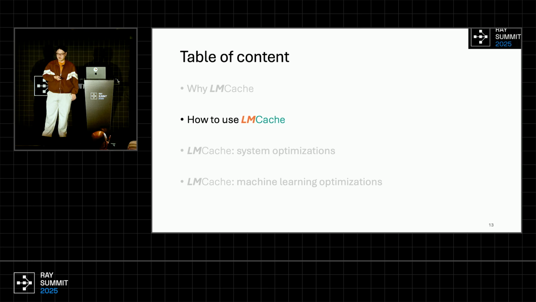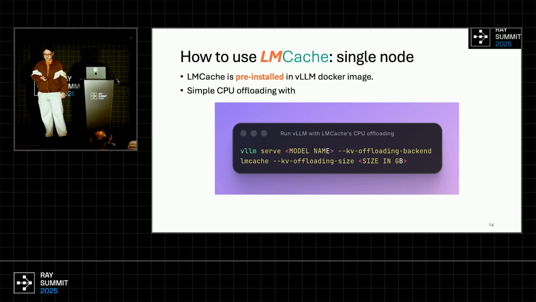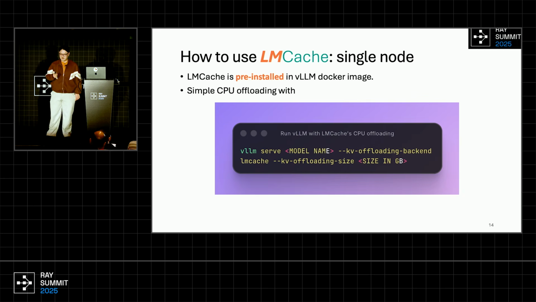Okay, now I've finished the part on why we have LMCache as a project, and I just want to quickly show how we use LMCache as a user. For the single node deployment, we have a very simple API where you can simply specify the KV offloading backend to LMCache and the KV offloading size in gigabytes, and this will turn on CPU offloading for you.